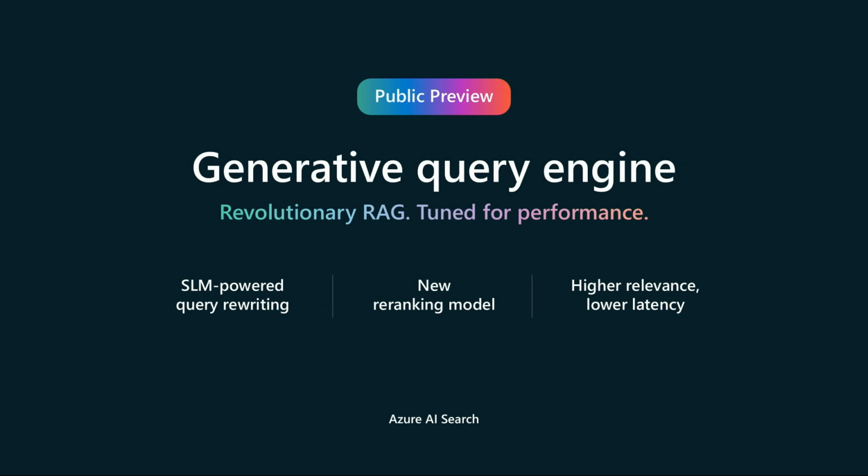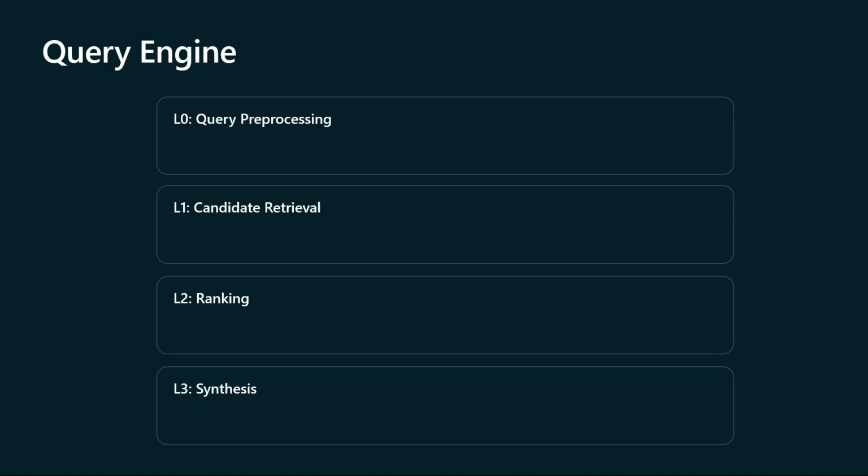So let's dig into the details of this generative query engine. If you look at some of the columns of the slide I had a couple of slides ago, it showed what we go through when you run a search in Azure AI Search, or in any kind of sophisticated search system for that matter. First, we go through query preprocessing, then we retrieve candidates, then we rank, and then we produce an answer.